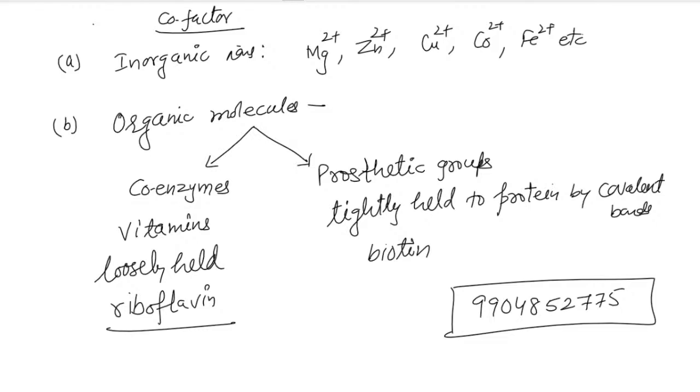Yes, so this is question number 17. Prosthetic groups can be separated only by careful hydrolysis, while a coenzyme can be separated by simple dialysis. So this is question number 17. Now question number 18.